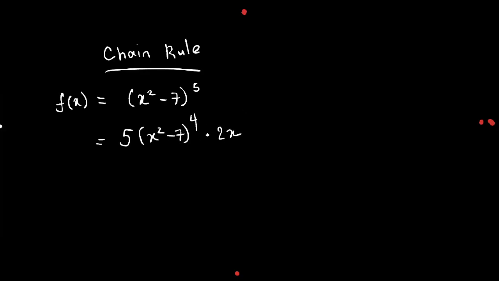So we can multiply the things on the outside, and this gives us an answer of 10x times x squared minus 7 to the 4th. That's an x, and that's a 2. This is going to be our answer according to chain rule. All right, let's look at another problem.